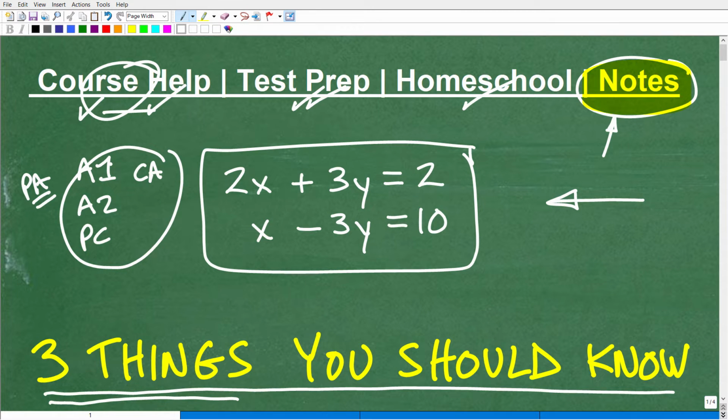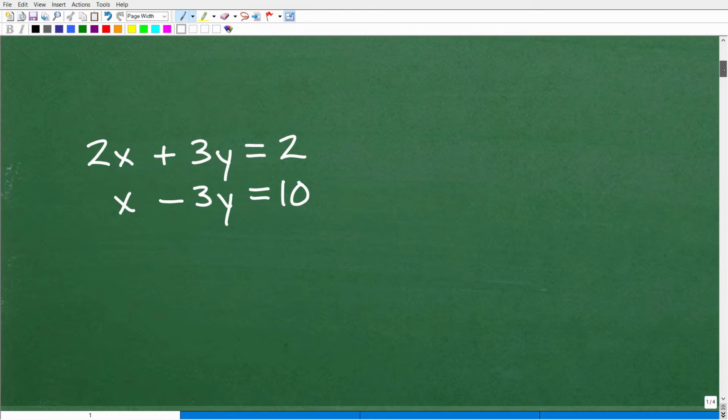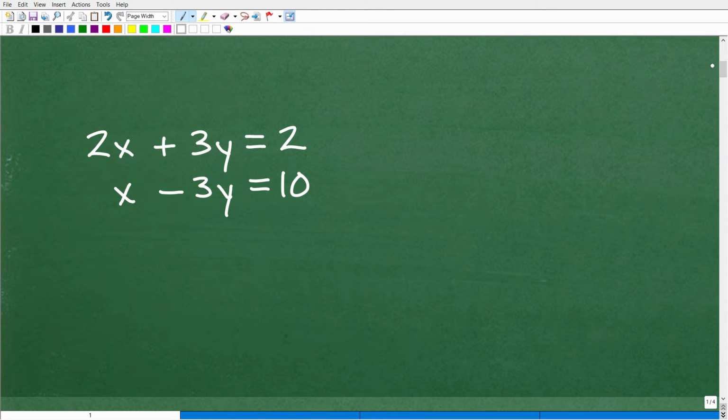So one, tell me three things you know about it. And two, if you want to go ahead and solve it, it's not that hard of a problem to actually solve. But let's get into it now. And let's first just talk about the three things that you should know about this problem. Okay, so the first thing is, what is it? What are we talking about?